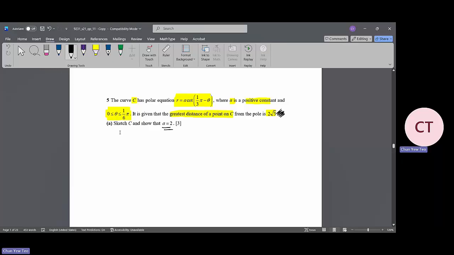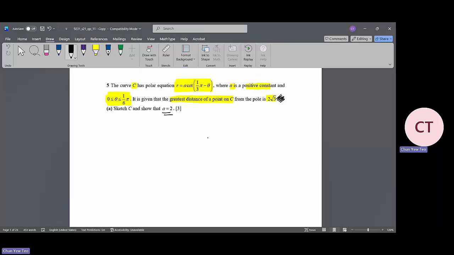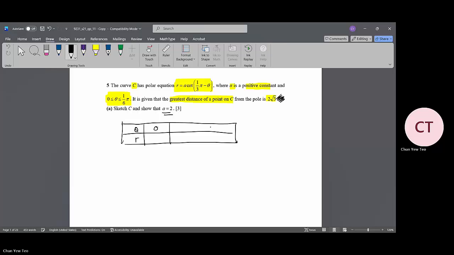Okay, so what you need to do here is, in order to sketch a graph, we usually will need to have a table. This is theta, this is r. You start from 0 and you will stop at pi over 6. So maybe in between, I get pi over 12. I have a pi over 12 here.